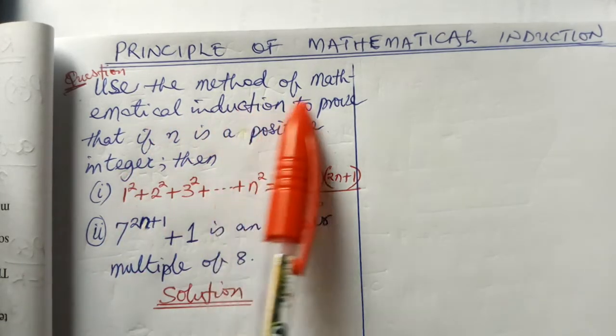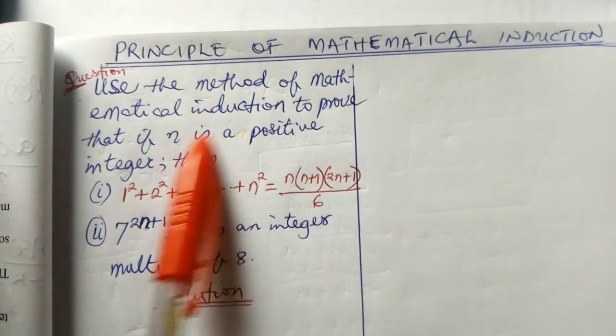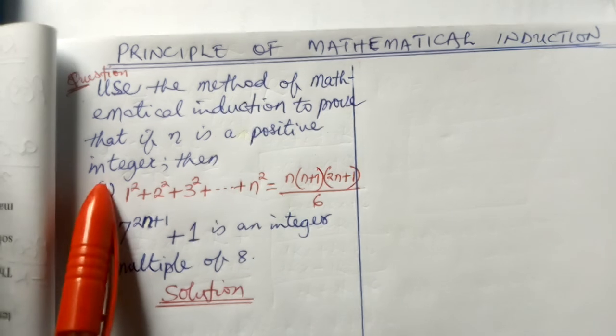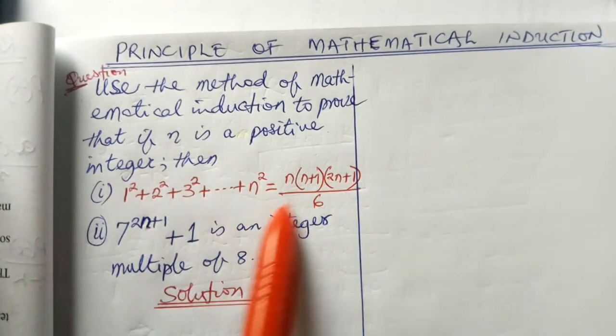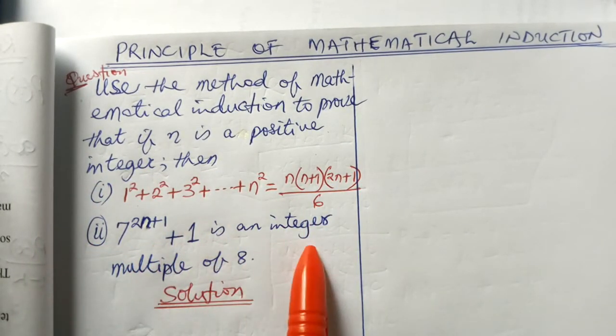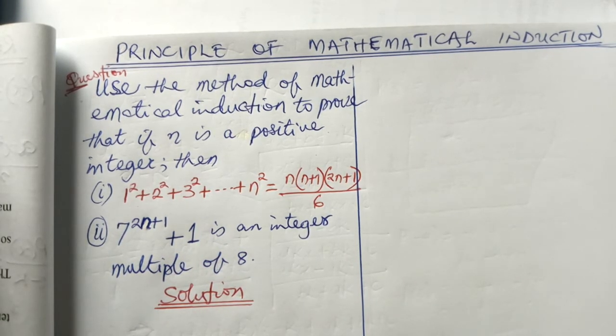So we want to use the method of mathematical induction to prove that if n is a positive integer, then this is correct and this other one is an integer multiple of 8. So let's start already. This is the function that we want to prove.